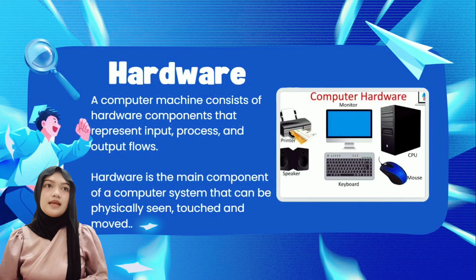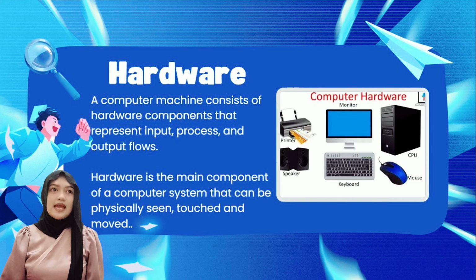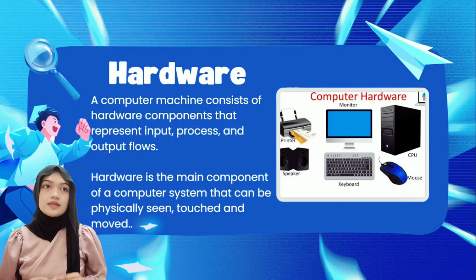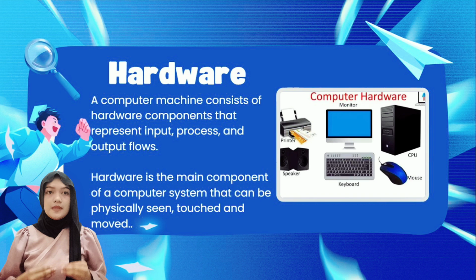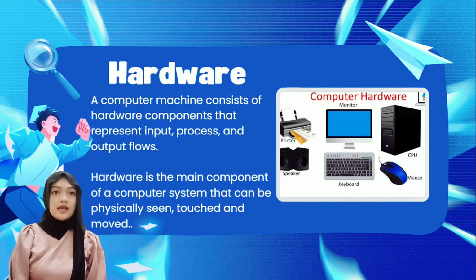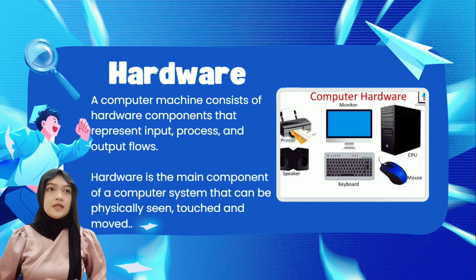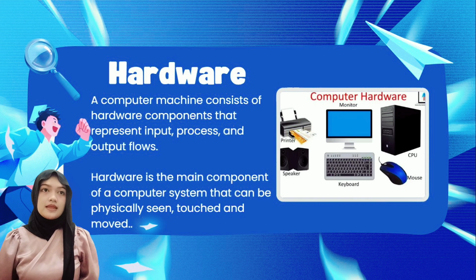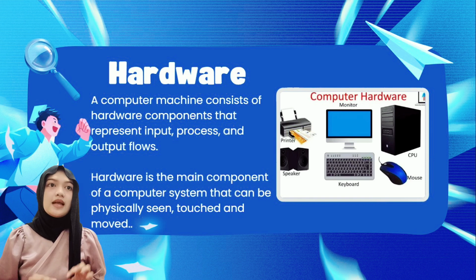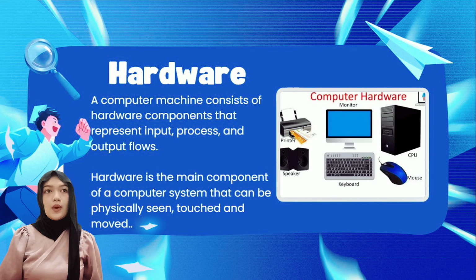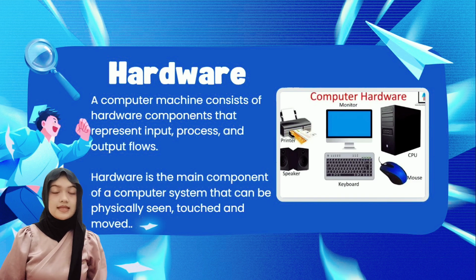Now I will explain the hardware first. It is called hardware because it is a component that can be touched and moved. So hardware is a device that we can still touch, while inside the hardware itself there is a structure that represents the flow of input, process, and output.